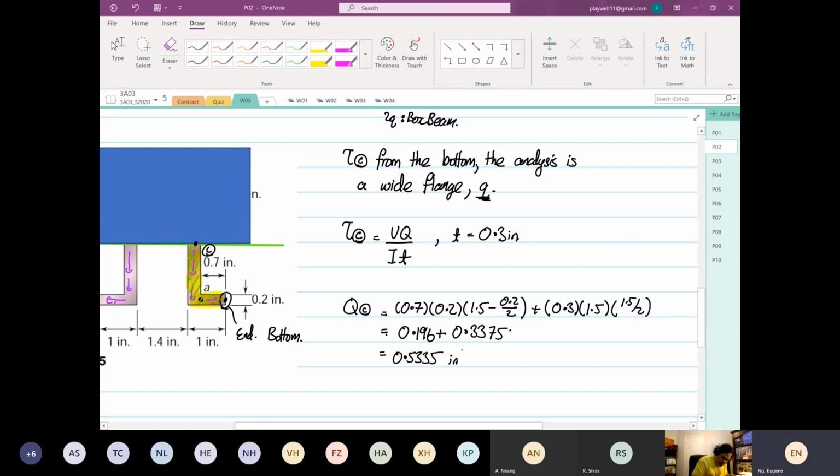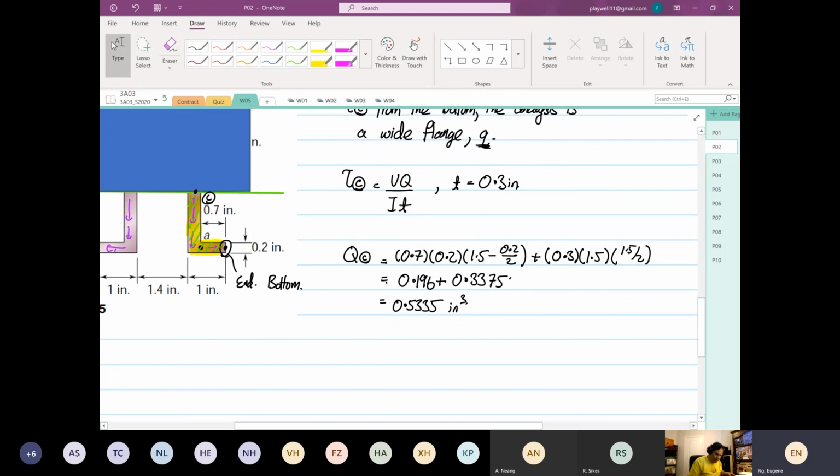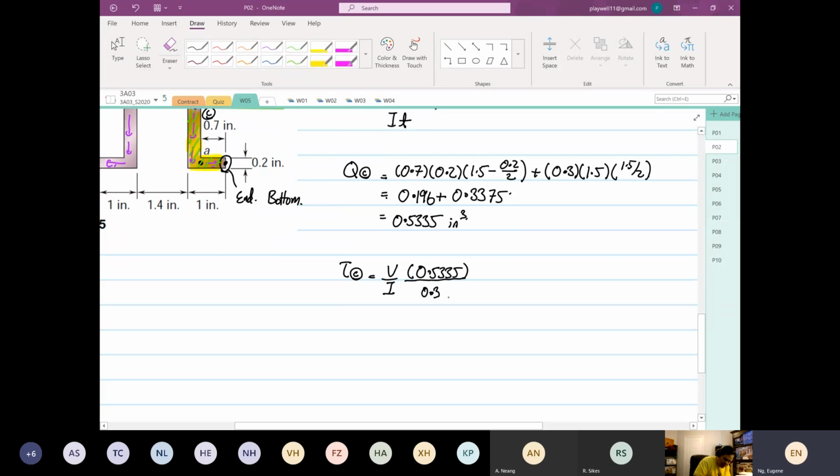And this is inches to the cube. So when we have that, we find the shear stress at point C is equal to V over I, still the same. Q is 0.5335. I is equal to 0.3. And down here, you don't need to multiply. So I'm going to put 1 down. You only need to put 1 because Q and the analysis is a white flange.